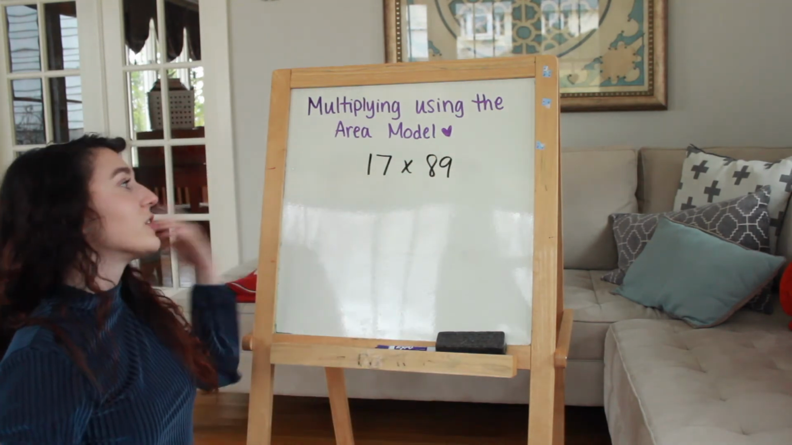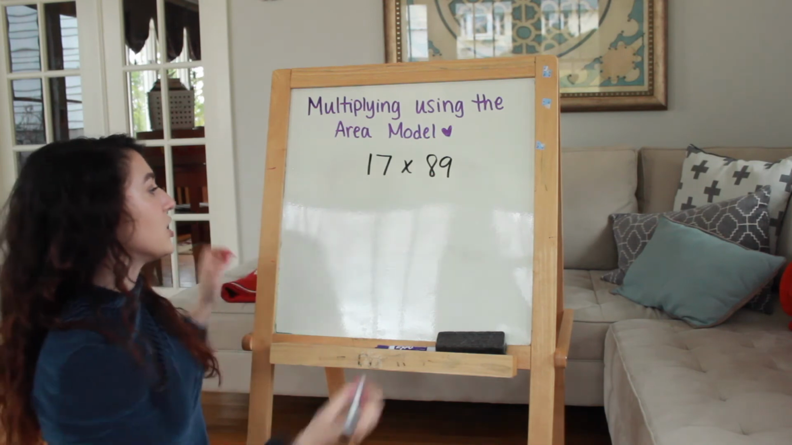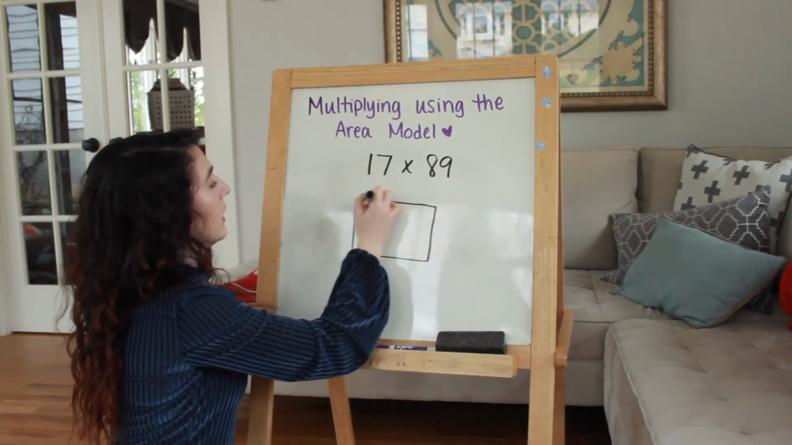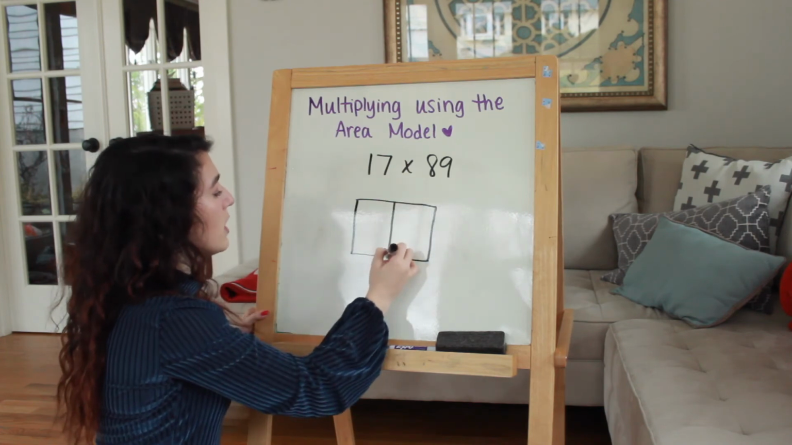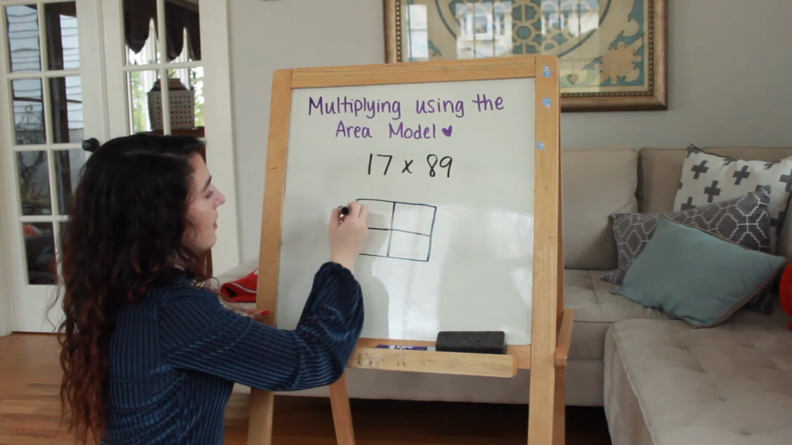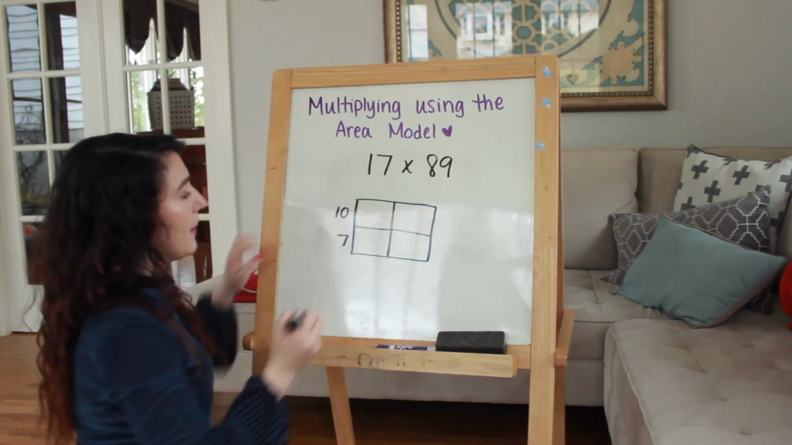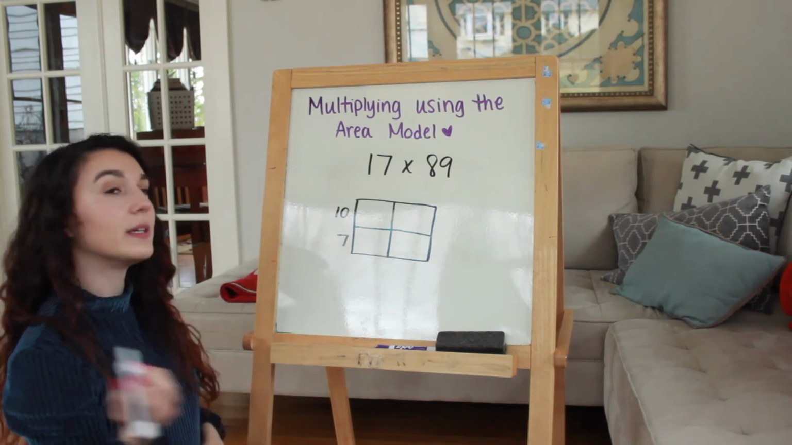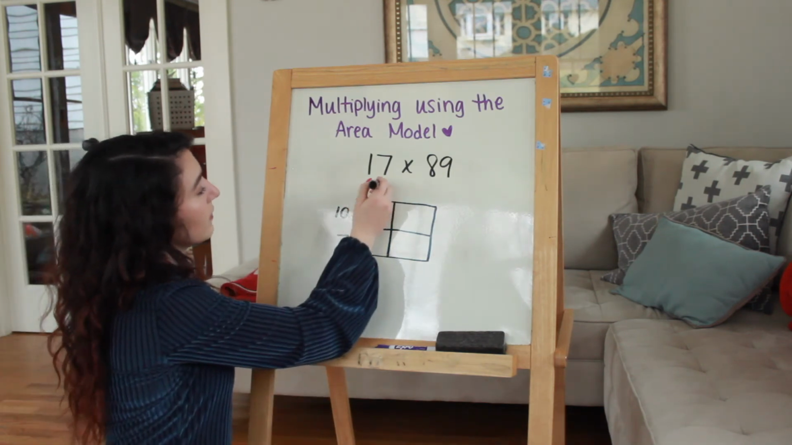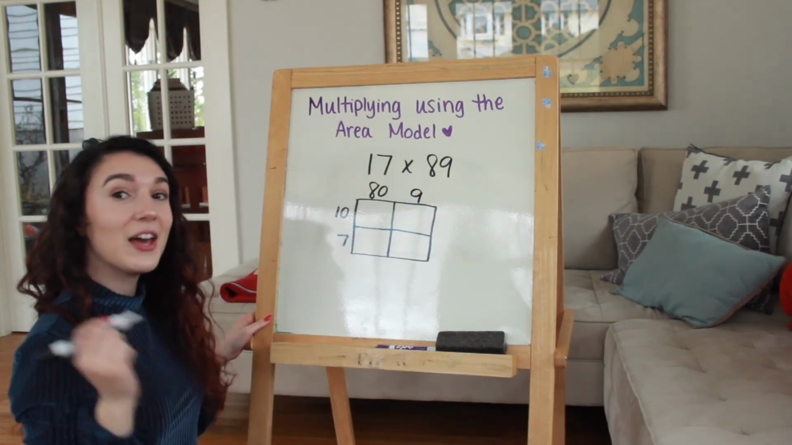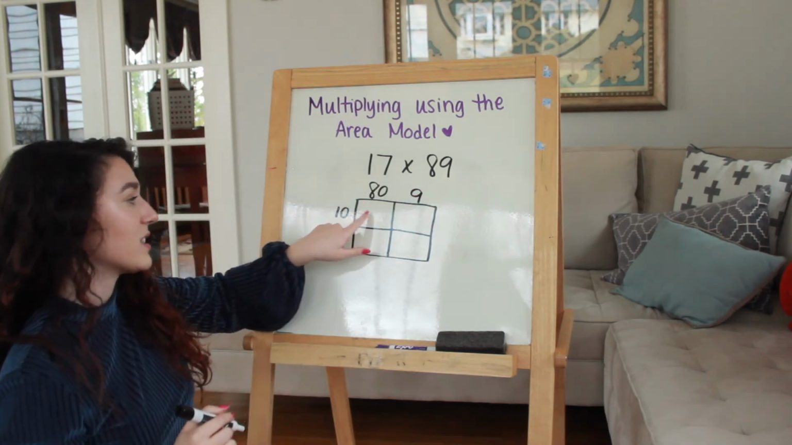Okay, so 2-digit by 2-digit. So that means I need to have 4 boxes. My 17 gets split up into 10 and 7, and my 89 gets split up into 80 and 9. Okay, my first step is going to be to start with this box right here.